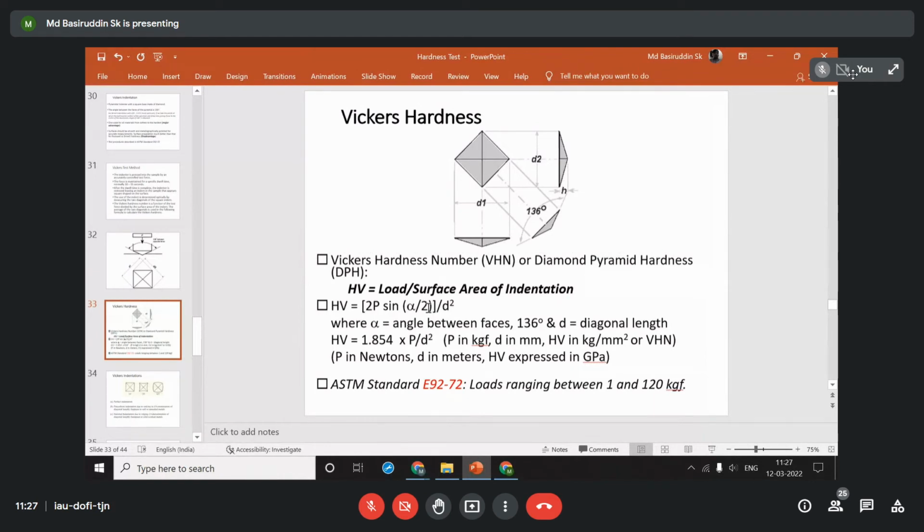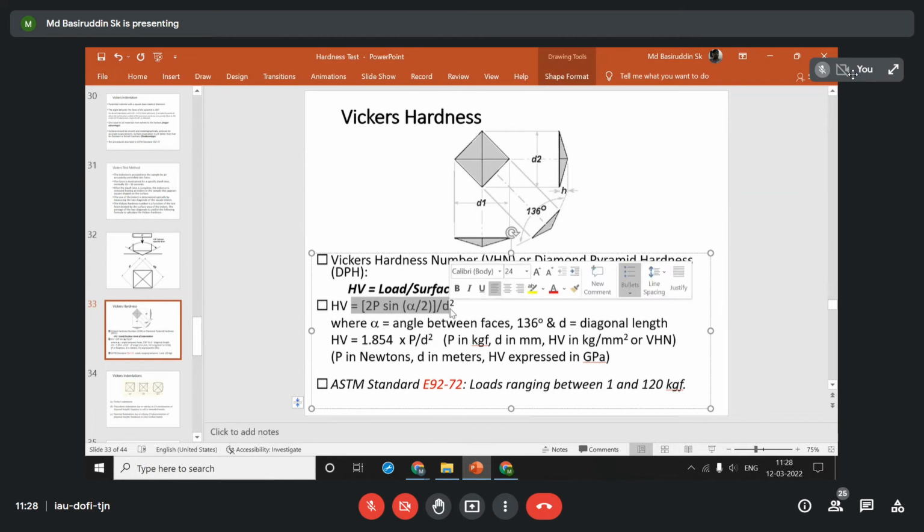But here, as the angle between the two surfaces is fixed, that is 136 degrees, by putting in the angle and measuring the diagonal lengths, you will be able to measure the hardness of a material. Now this is the Vickers hardness testing process, and as we need to measure the diagonal length, the surface preparation should be very smooth to measure it accurately. All the calculations for measuring the hardness are just like the previous one, the Brinell equations that he developed. Here also, according to Vickers, he developed these equations to measure the hardness.